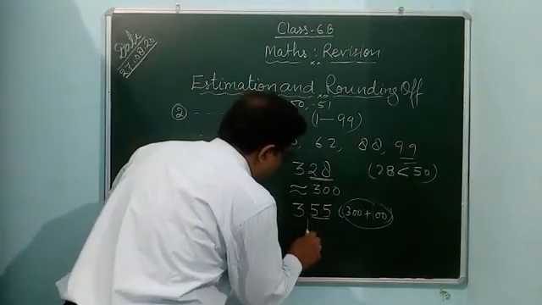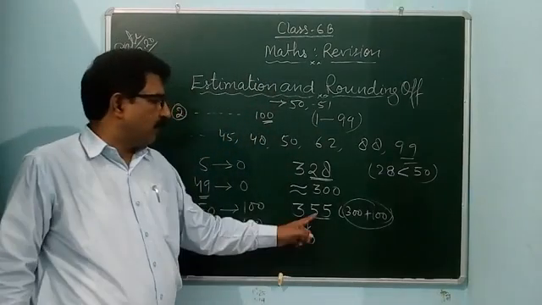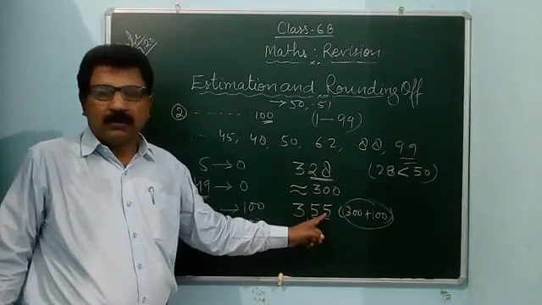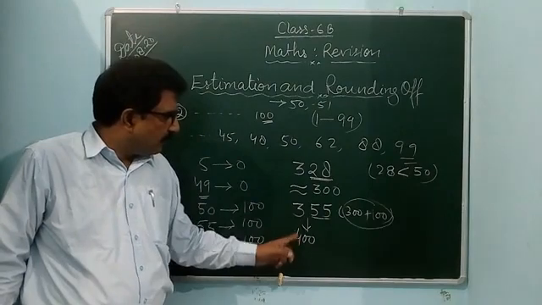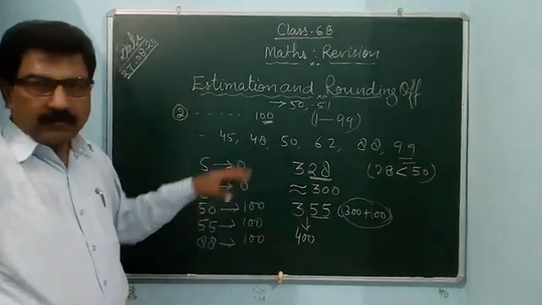So it will be estimated at 400, because 55 is more than 50. So this number estimated to 100 will be 400. In this way, you can do the estimate.